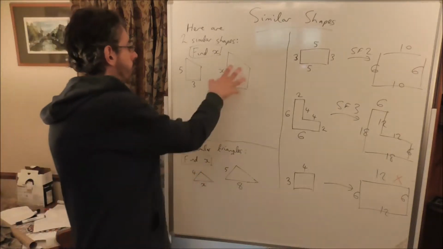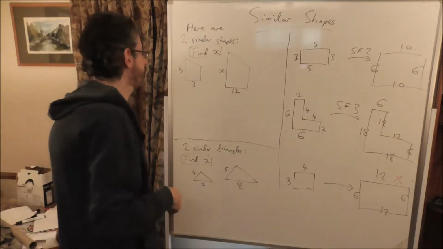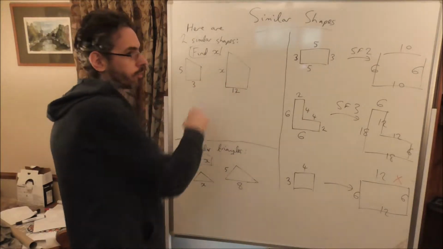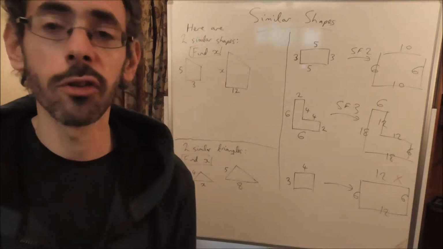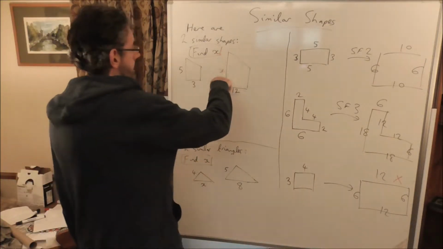That just means that this shape is an enlargement of that one. In other words, the sides are related by a scale factor. Every pair of corresponding sides has the same scale factor. And the question is, find x, this side here.